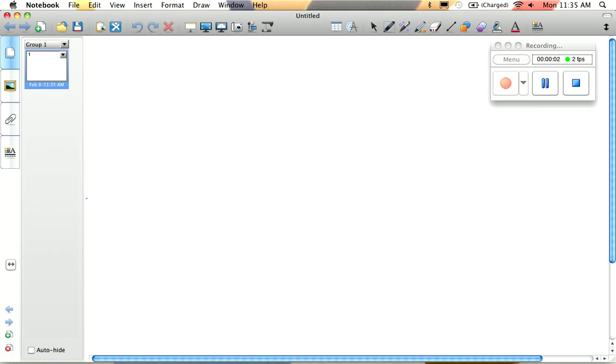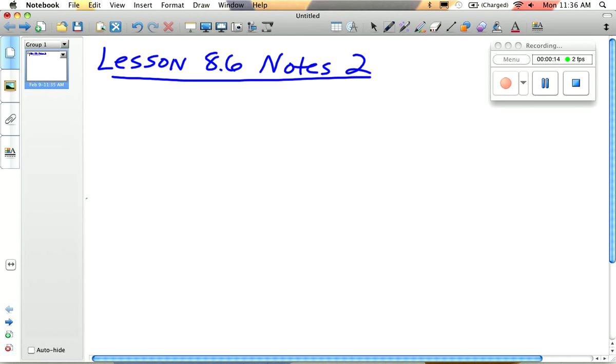So at the top of that notebook page, you can put that we are doing lesson 8.6 notes. We're continuing on in 8.6, so we'll call them notes 2, because we've already taken some notes in this lesson. And what's different today from the first set of notes that we took when we were solving by factoring? When we were solving by factoring earlier in lesson 8.6, a was equal to 1.